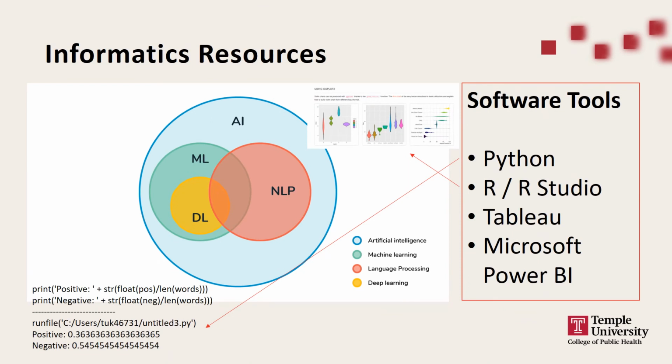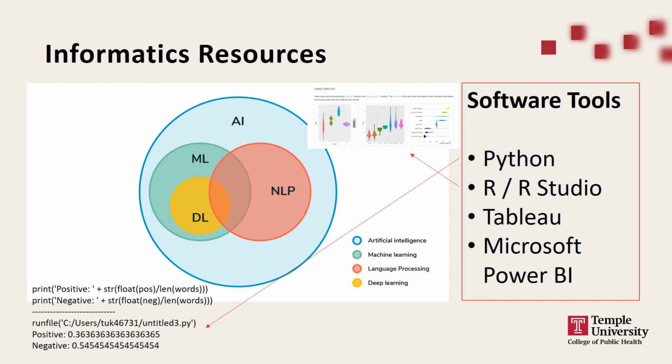Informatics resources. Well, right now, we're taking a look at all of the resources that are in this Venn diagram. So a lot of times you hear buzzwords like AI for artificial intelligence. AI really encompasses all of these other conceptual areas, such as machine learning, language processing or natural language processing, and deep learning. And some of the software tools we use are data science tools such as Python, R and RStudio, Tableau, and Microsoft Power BI.